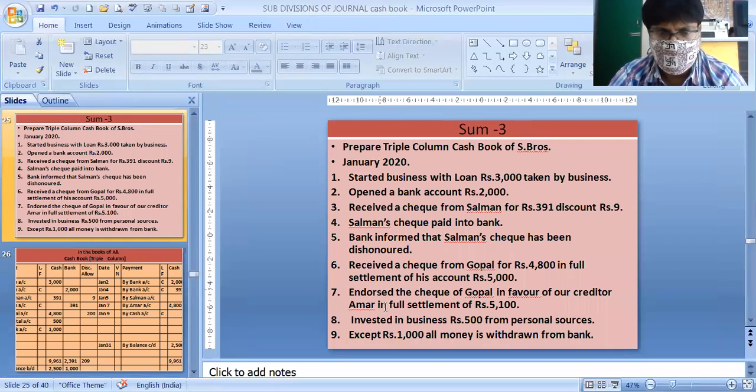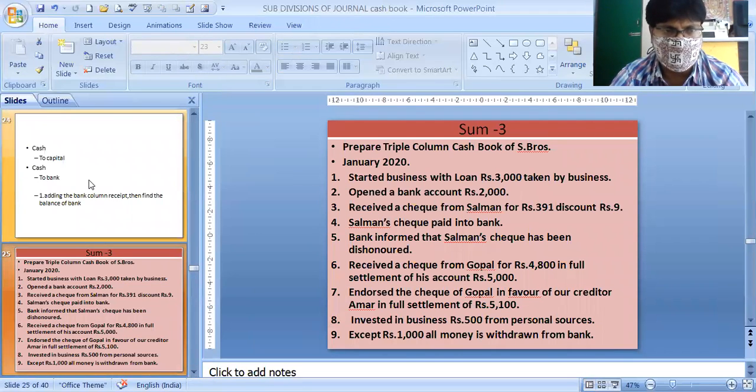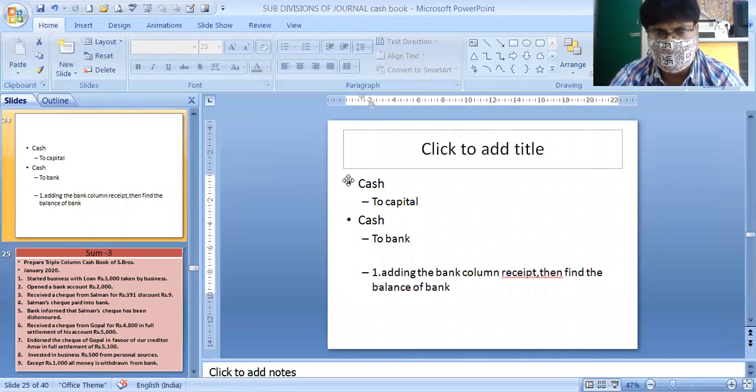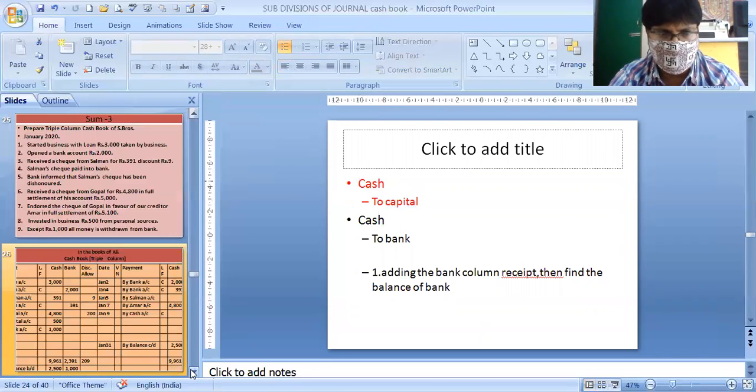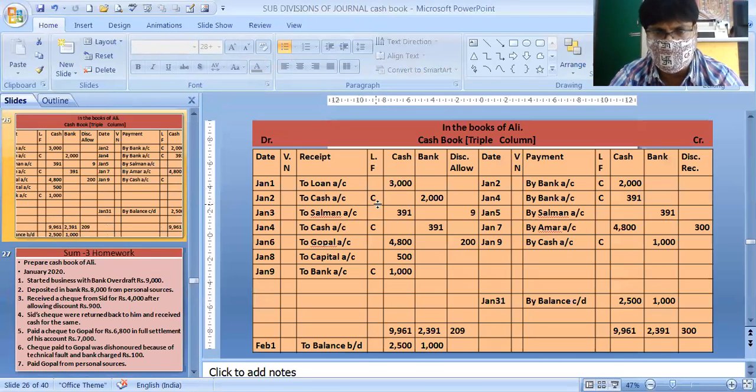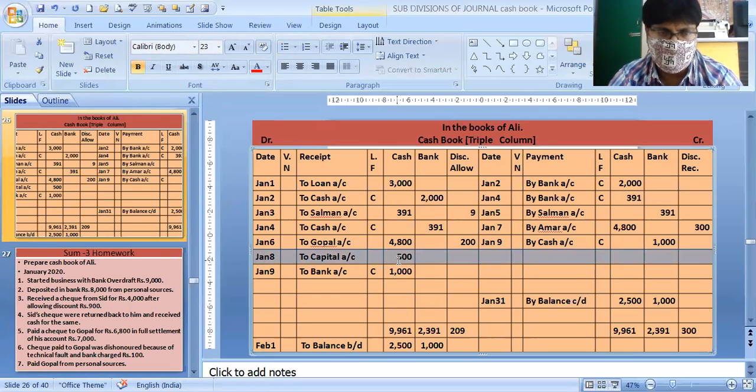Next is the eighth entry, invested in business 500. Whenever you invest anything in the business from personal sources, it is always to capital. Journal entry is cash to capital. And in ledger posting, we can write that on the left hand side our money is increasing, so to capital in the cash column 500.